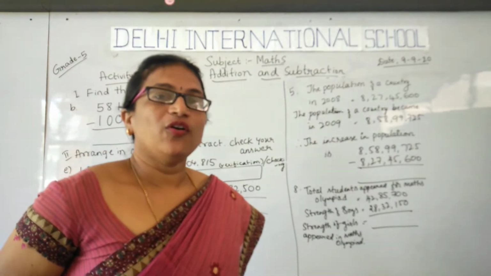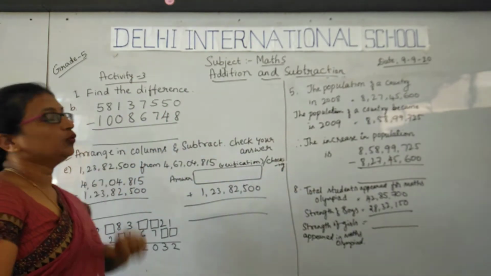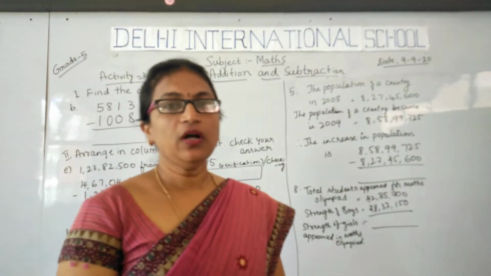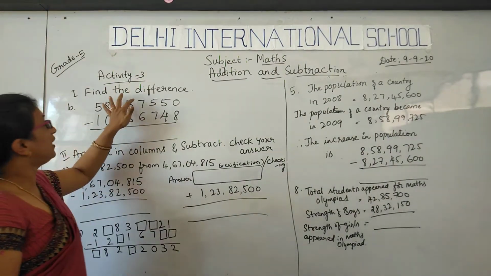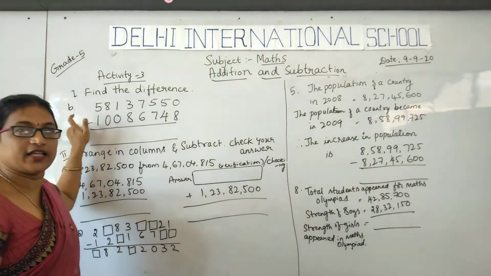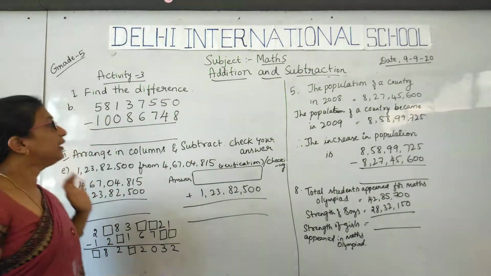Okay, so today we will continue the chapter on addition and subtraction. Today we will do Activity 3. In Activity 3, the first part is to find the difference. In the first question, I will take part B. So find the difference.